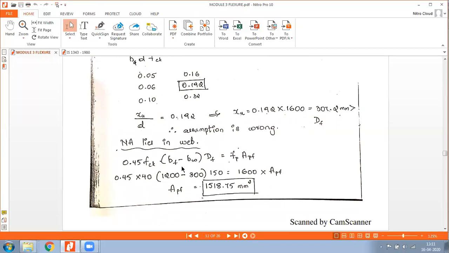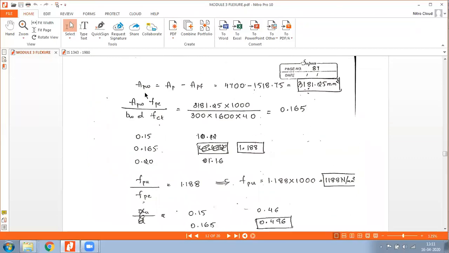If APF is known, AP will be given in the data, we can calculate the APW. That is, APW is equal to AP minus APF. Now, APW is equal to 3181.25 mm square. Now we need to compute the new effective reinforcement ratio, that is APW FPE divided by breadth of web into effective depth into FCK. On substitution and simplification, we get the new effective reinforcement ratio as 0.165.